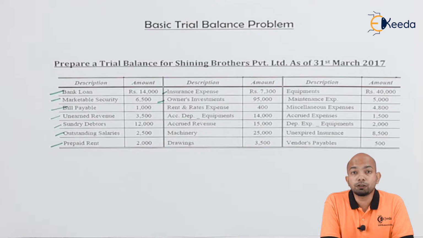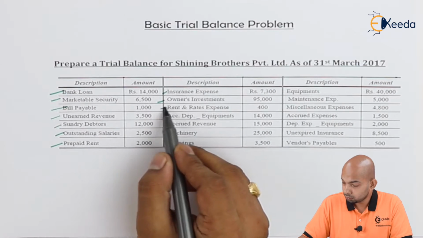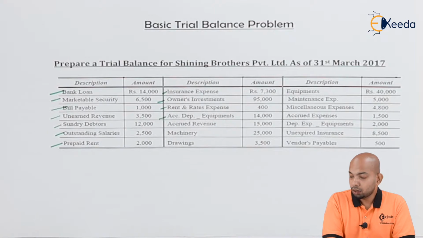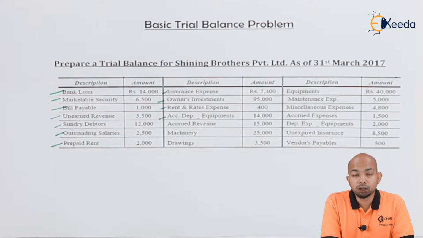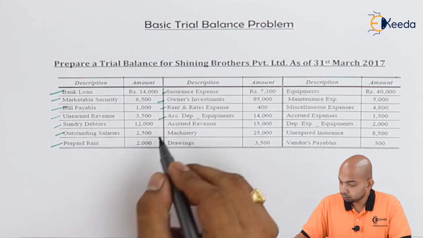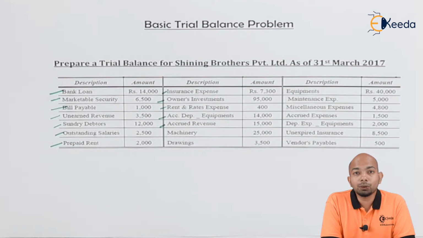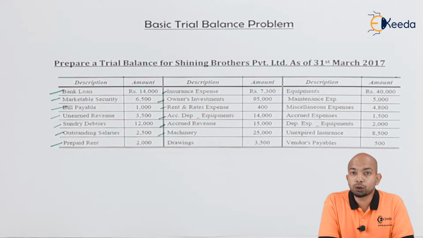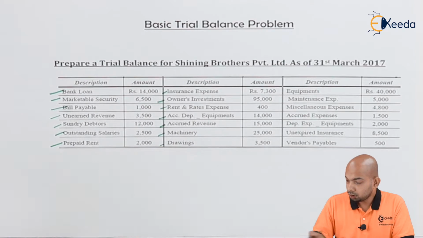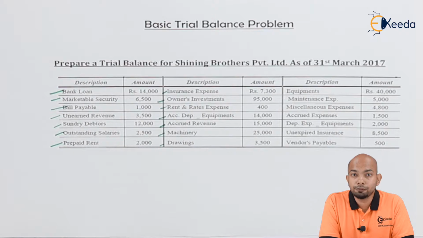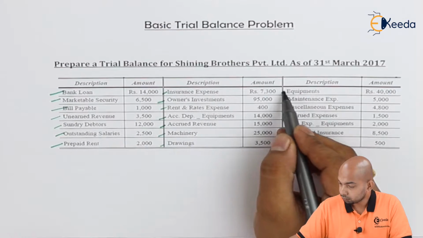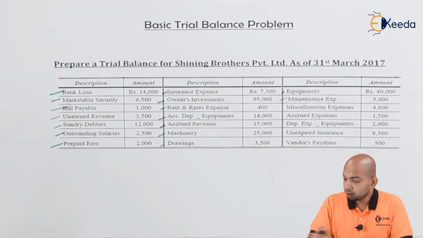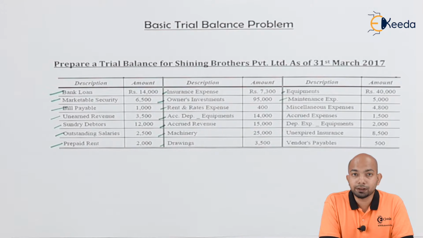Owner's investment has been mentioned for 95,000. Rent and rates has been mentioned for 400. Accrued depreciation on equipment has been mentioned for an amount of 14,000. Accrued revenue has been mentioned for 15,000. Machinery has been mentioned for 25,000. Drawing has been mentioned for 3,500. Equipment has been mentioned for 40,000. Maintenance expense has been mentioned for 5,000.